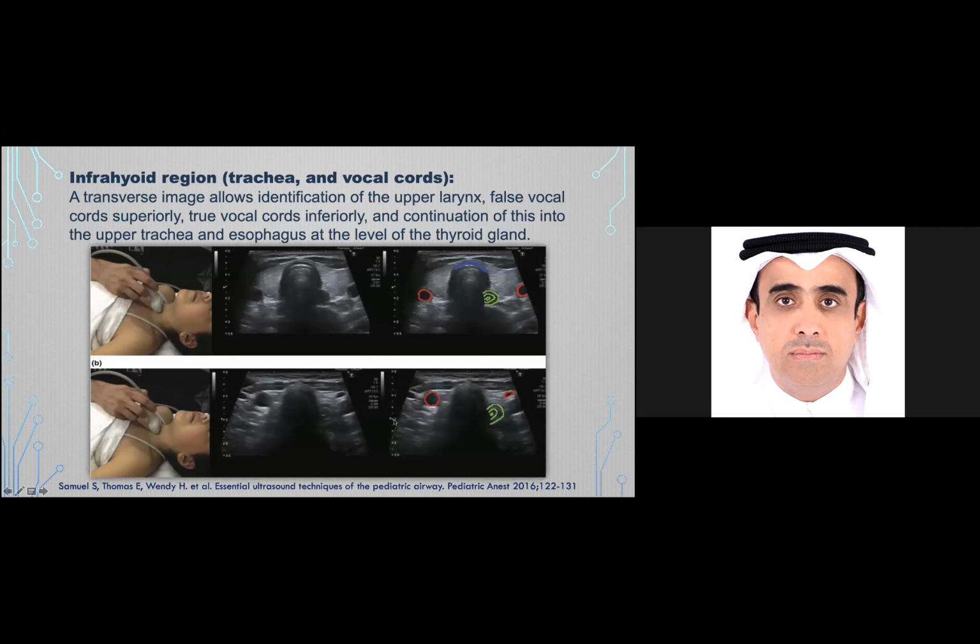Just cranially, we see the cricothyroid membrane, which appears as a sharp white line with parallel lines underneath, so-called reverberation artifacts, which appear when there is a distinct tissue-air interface. Further cranially, we see the thyroid cartilage, which appears as an upside down V, here highlighted in red. We can also assess the muscles of the vocal cords, here highlighted in blue.